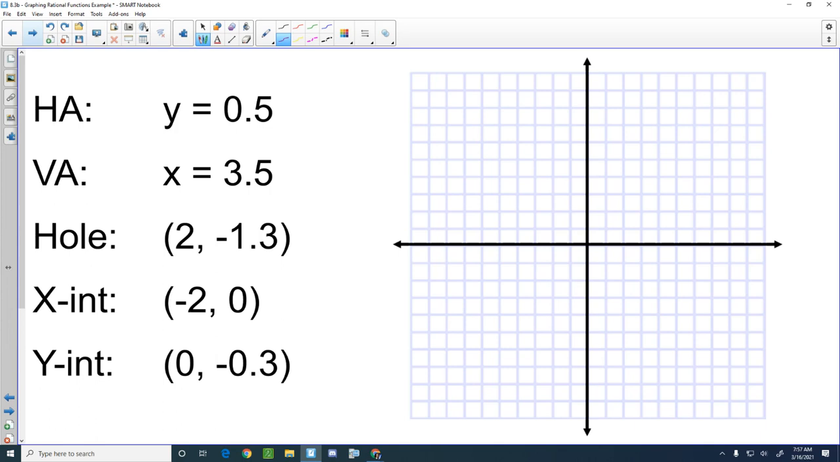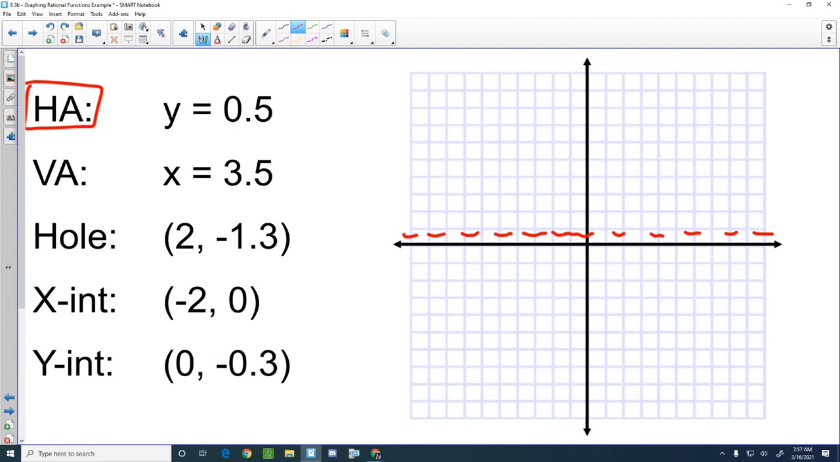All right, so we're just going to graph these. I will try to color code them. So starting off with a horizontal asymptote, y equals 0.5. So an asymptote is just a dashed line. Horizontal means it runs left to right. You go to where y is equal to 0.5, and you draw a dashed line.